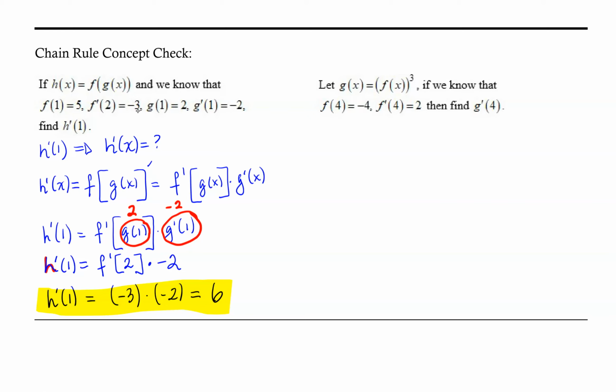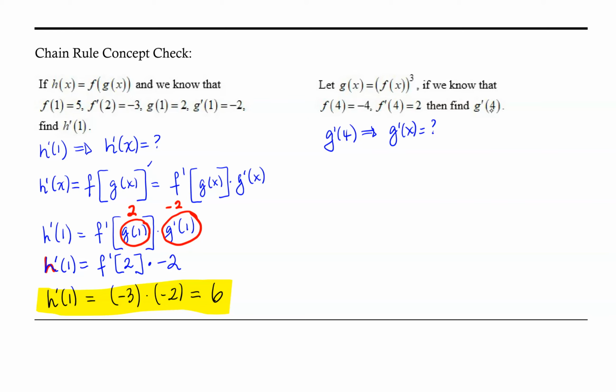Let's take a look at our second example here. Let g of x, and notice we have a cubic function, so g of x is the function f of x cubed. And then we know some information about f and its derivative. And so what we want to do is find g prime at 4. Now, much like before, to be able to find g prime of 4, we first need to find what is g prime of x. Then we can evaluate that at 4.